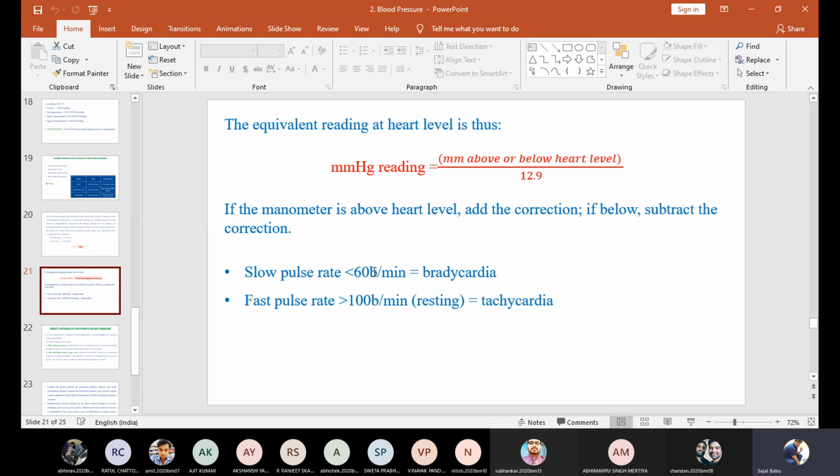and then I explained the various cuff sizes and the sources of errors, and then how the correction factor is taken if you have measured the reading above the heart level or below the heart level. This correction factor is the same for both digital and analog. For digital also, you measure the height and divide it by 12.9, and then this correction factor is added or subtracted depending on whether you measured above or below the heart level. So this is the same for both analog and digital types.